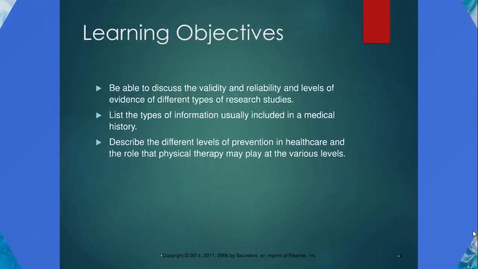I want you to be able to discuss the validity and reliability and levels of evidence of different types of research studies, and we'll go through all those. This is part of the PTA board exam review, so it's definitely something you need to know. I want you to be able to list the types of information that are usually included in a medical history, and I want you to be able to describe the different levels of prevention in healthcare and the role that physical therapy may play at the various levels.